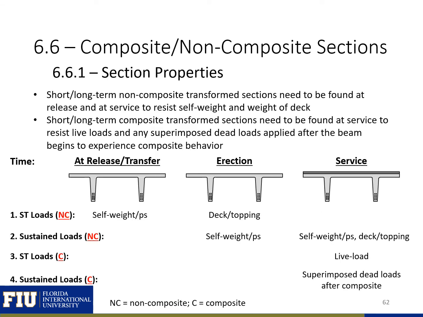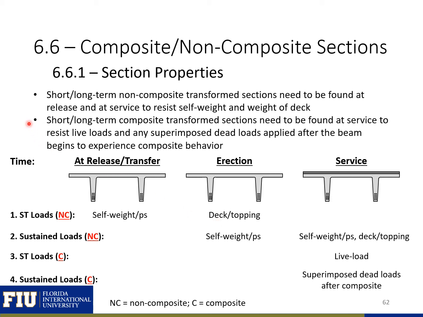We'll start by talking about our different section properties. These can include the short and long-term non-composite transform section, and the non-composite transform section will be used to resist any loads that are applied before the beam becomes composite with the deck. So this includes the self-weight and pre-stressing, and it also includes the weight of the deck or topping itself.